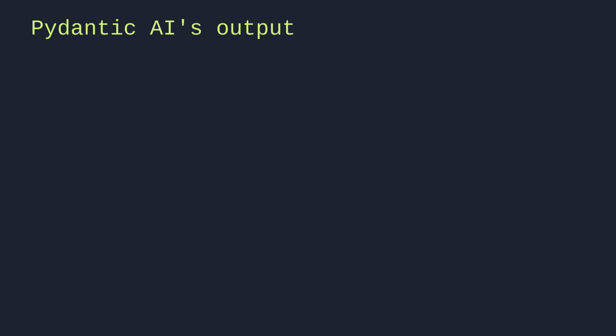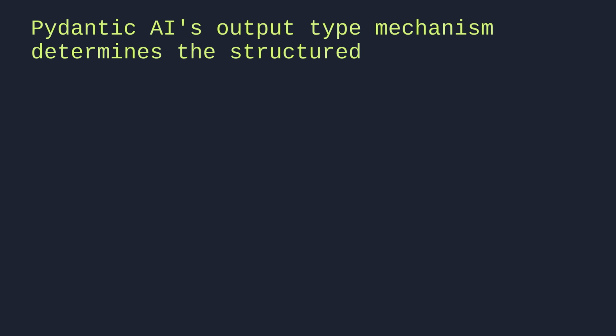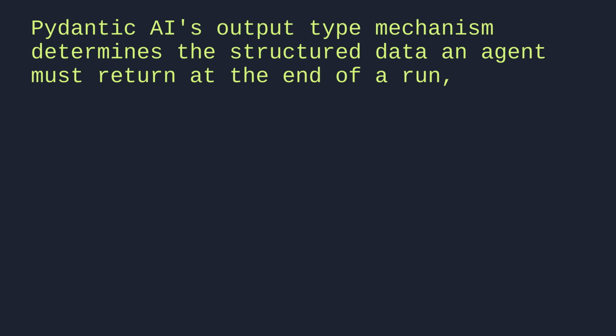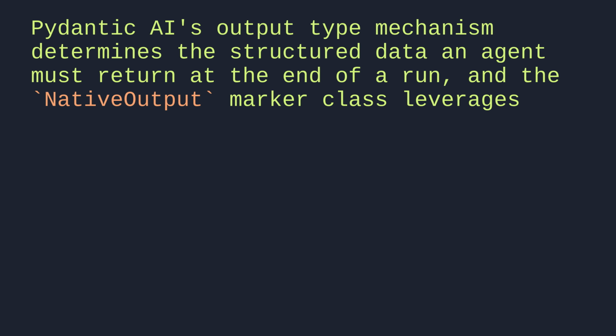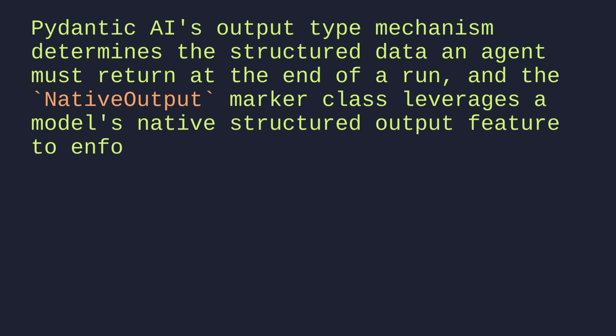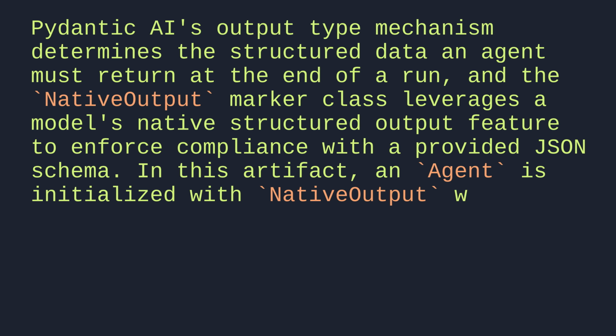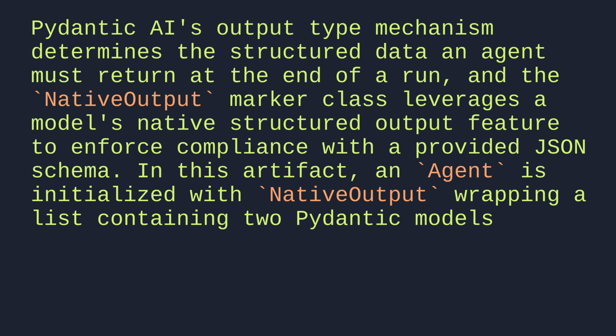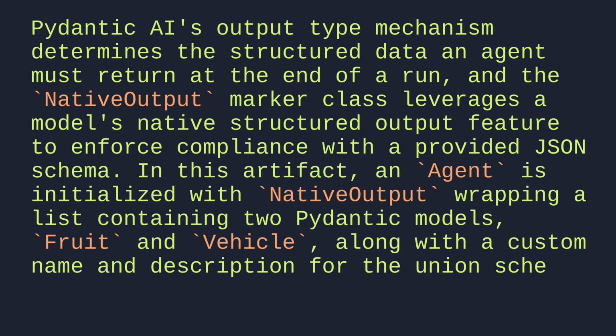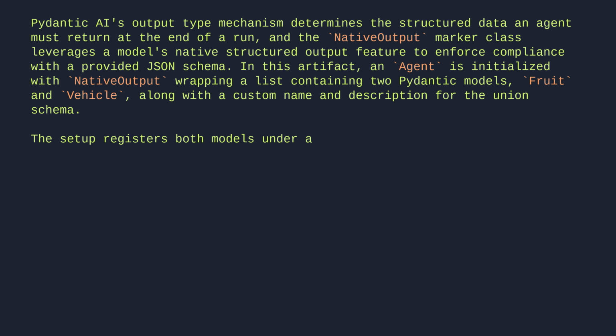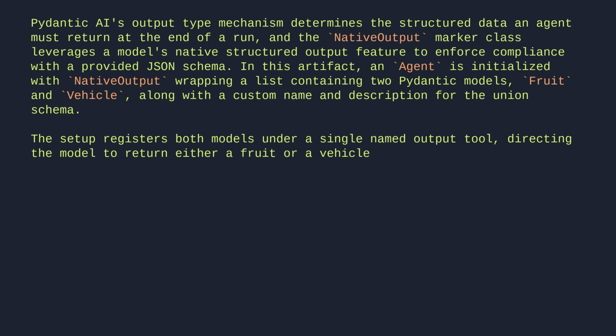Pydantic AI's output type mechanism determines the structured data an agent must return at the end of a run, and the NativeOutput marker class leverages a model's native structured output feature to enforce compliance with a provided JSON schema. In this artifact, an agent is initialized with NativeOutput wrapping a list containing two Pydantic models, fruit and vehicle, along with a custom name and description for the union schema. The setup registers both models under a single named output tool, directing the model to return either a fruit or a vehicle while preserving type safety through Pydantic validation.